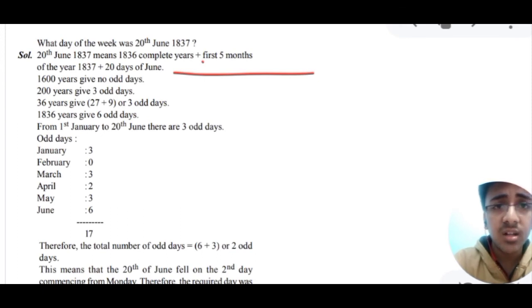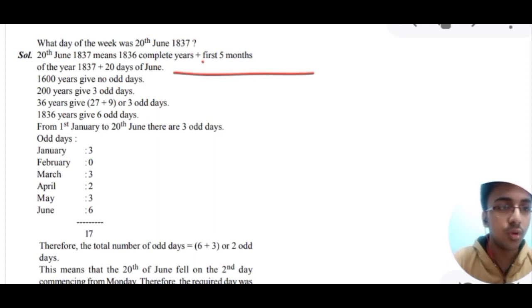So try to divide it. We can divide it into 1837 years plus 20 days of June. Okay, we can divide it in this form: 1837 years plus 20 days of June. Now we can divide 1837 years into 1600 years, which are given. 1600 has no odd days, because you know 1600 years have no odd days.